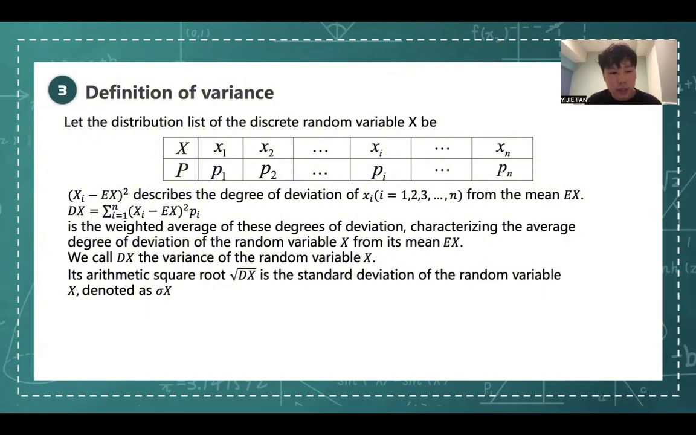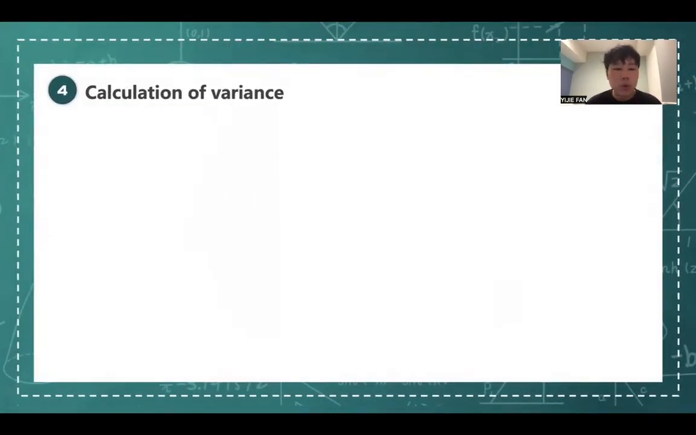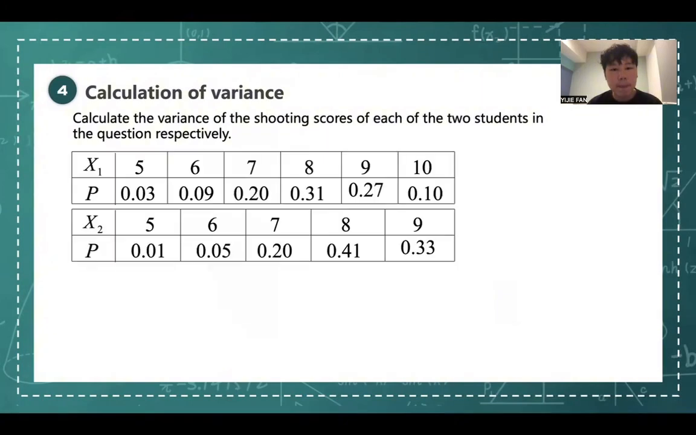Its arithmetic square root is the standard deviation of the random variable. We denote it as sigma X. So we know the definition of the variance. Now we need to learn how to calculate the variance. We use the previous example data to learn how to calculate the variance.